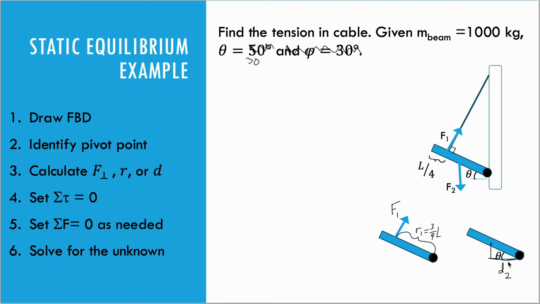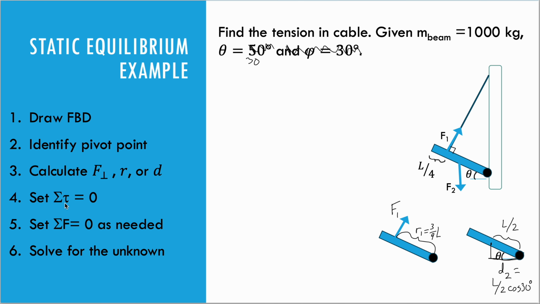Now D2 is a distance, so let's look at distances to define it. The hypotenuse of the triangle formed here is L/2 since the weight acted at the center. This side D2 is adjacent to the angle, so it's going to use the hypotenuse L/2 times cosine of 30.